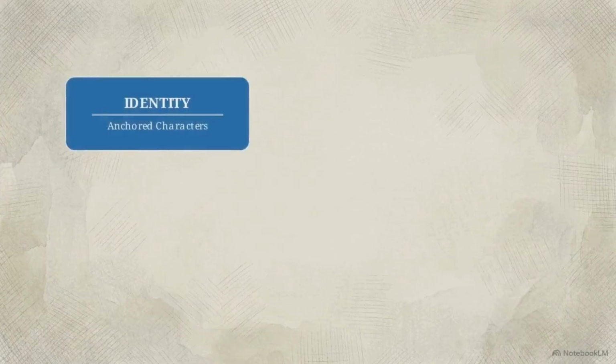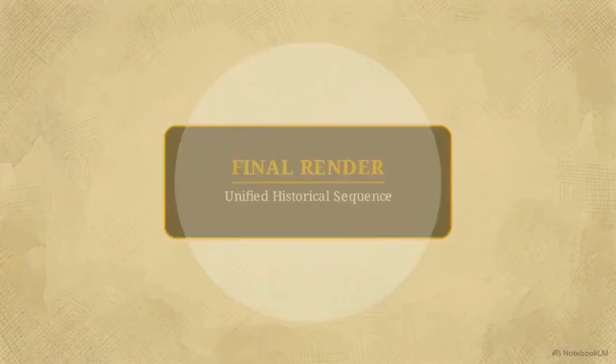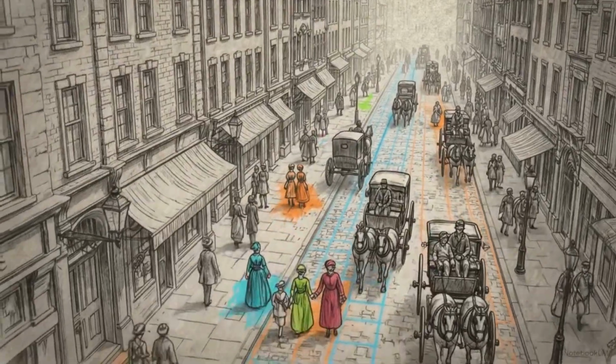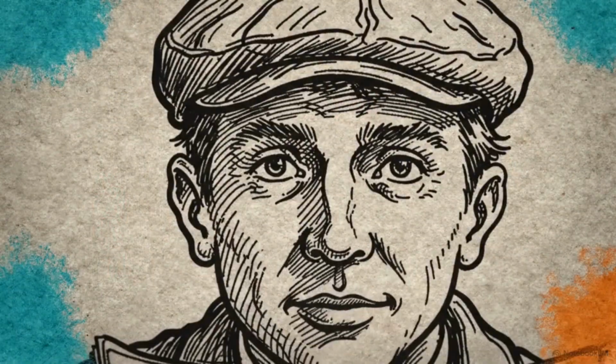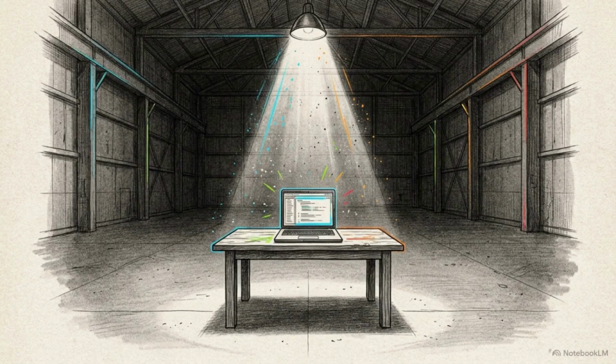When you combine anchored characters, directed camera syntax, and keyframed motion, the result is a unified historical sequence. The scene holds its structure, evolving seamlessly from a wide establishing shot down to the specific details of a character's face, and the economics of what we are looking at are zero. There were no location scouts, no municipal permits, and no physical cameras required to capture this light.